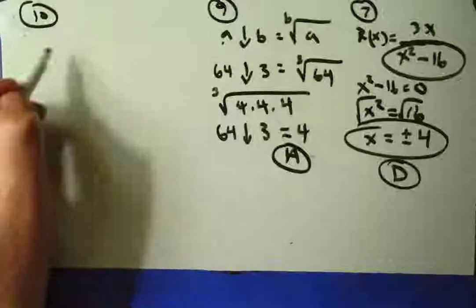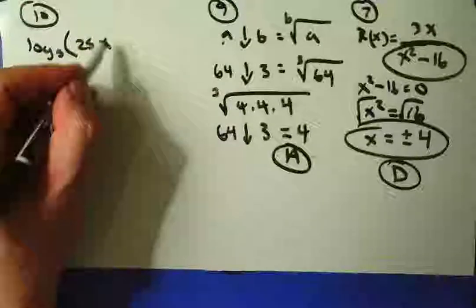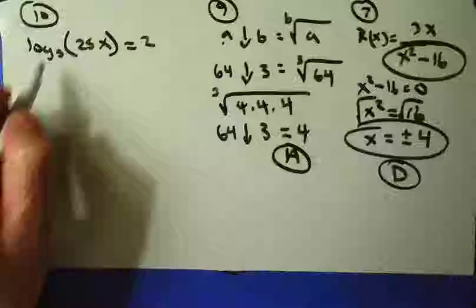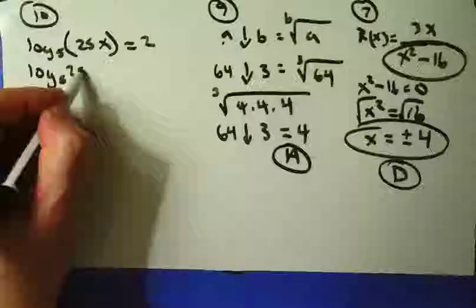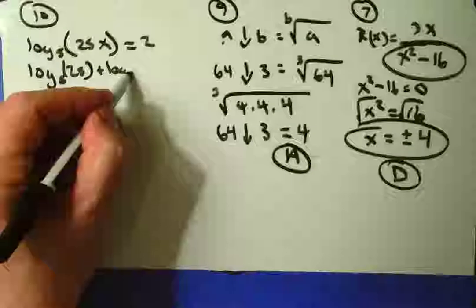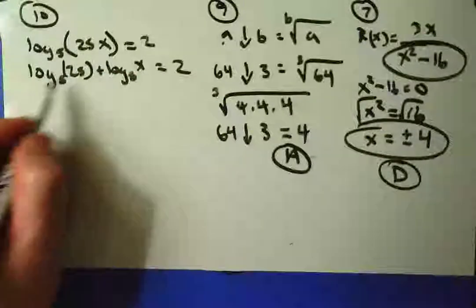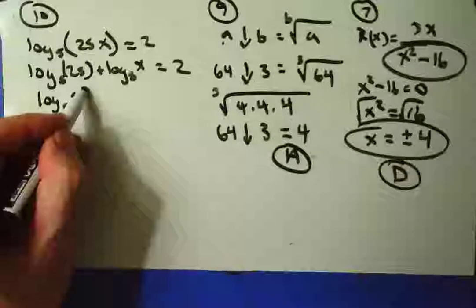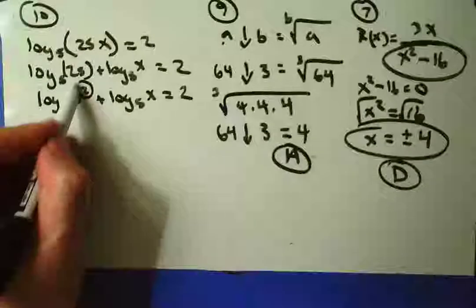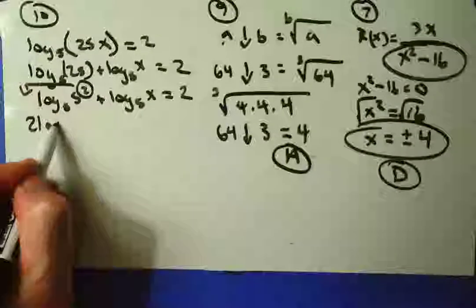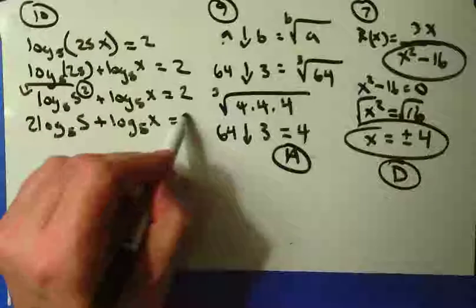10. Log base 5 of 25x equals 2. Well, if I use my log properties to rewrite this as log base 5 of 25 plus log base 5 of x, and then say, well, log base 5 of 25 is log base 5 of 5 squared, plus log base 5 of x equals 2. And then I use the power rule to bring this down, and I get 2 log base 5 of 5 plus log base 5 of x equals 2.